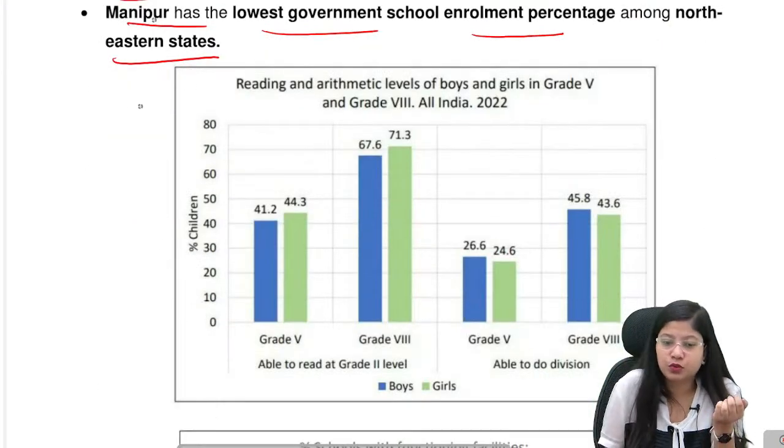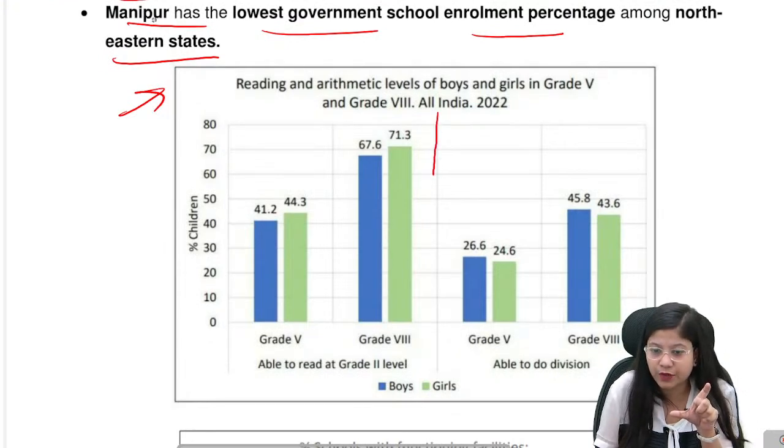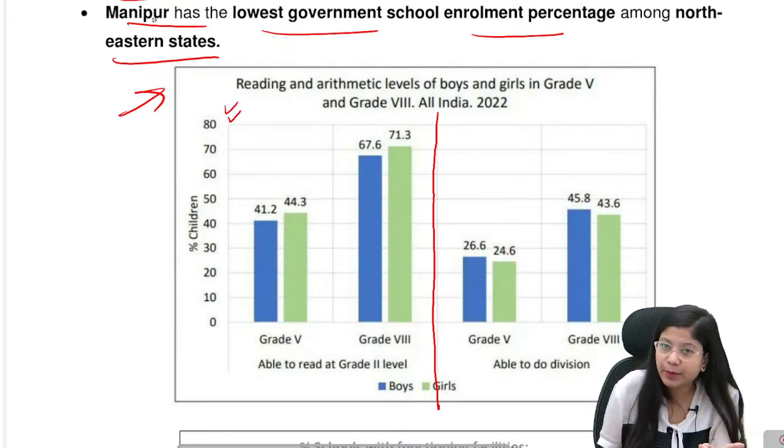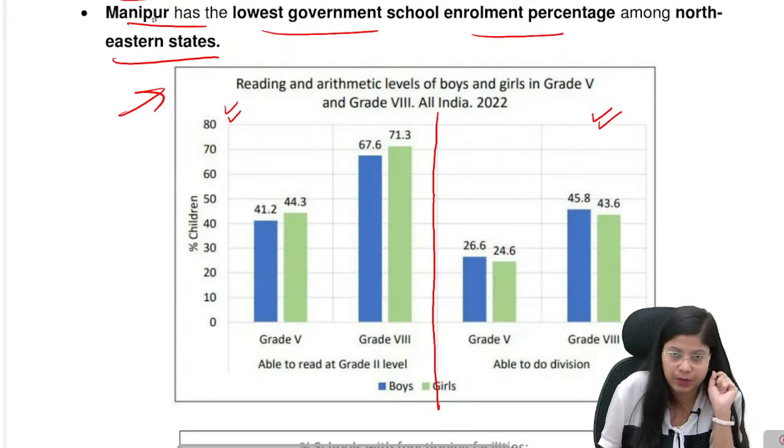Now coming to this particular graph, what does this graph suggest? First of all, divide the graph into two parts. This particular part is the reading ability of the students, and this particular part is showing you the arithmetic ability.